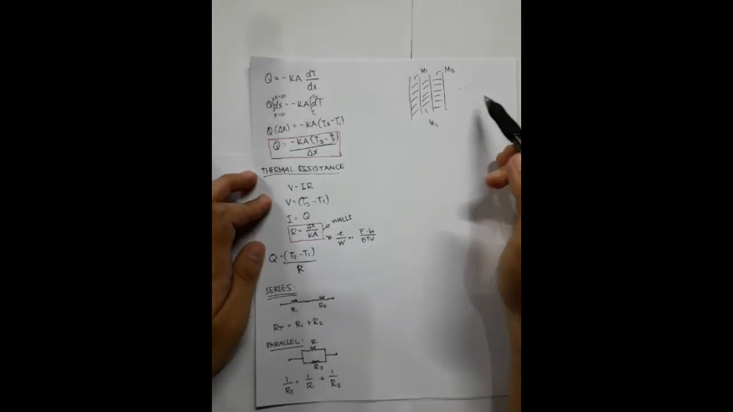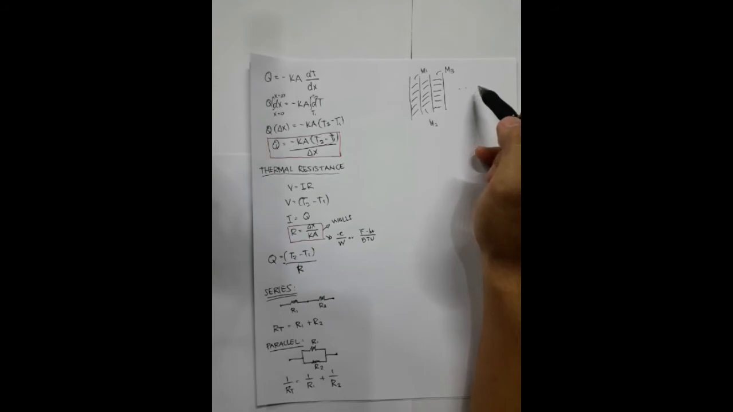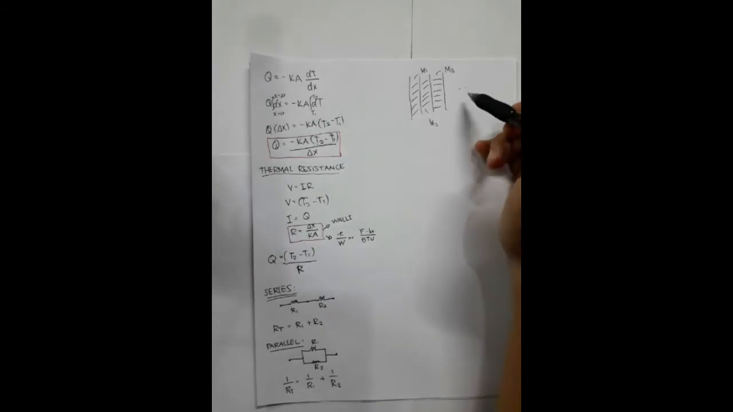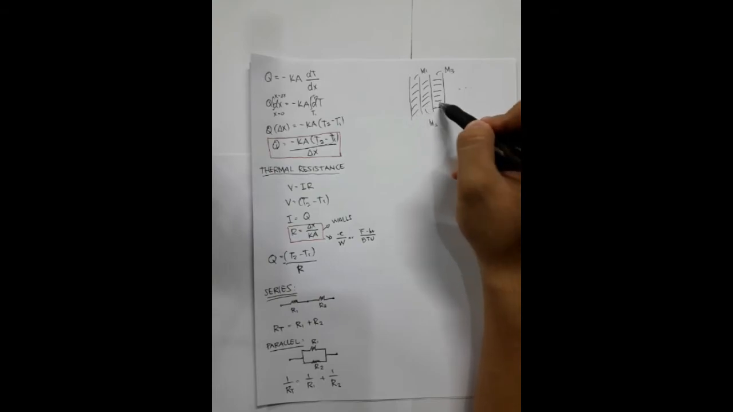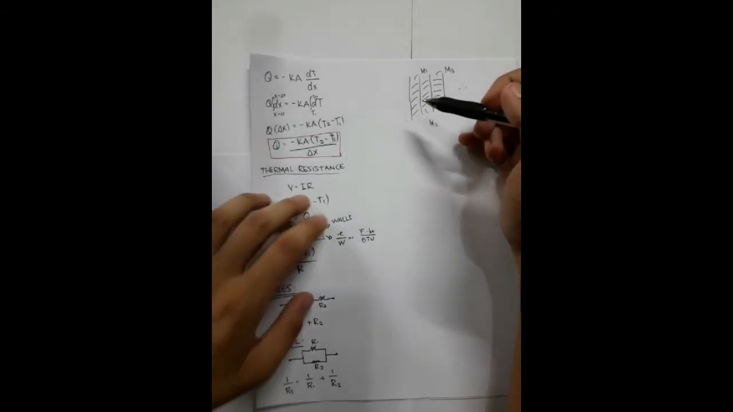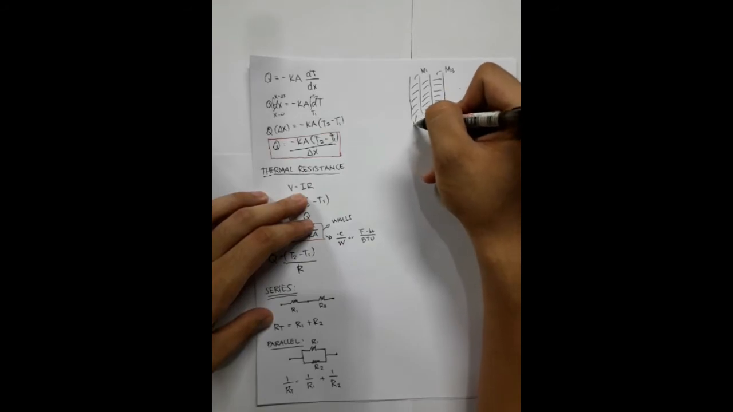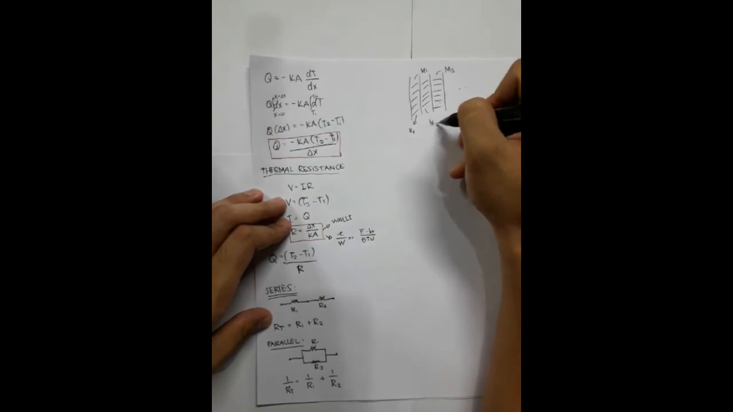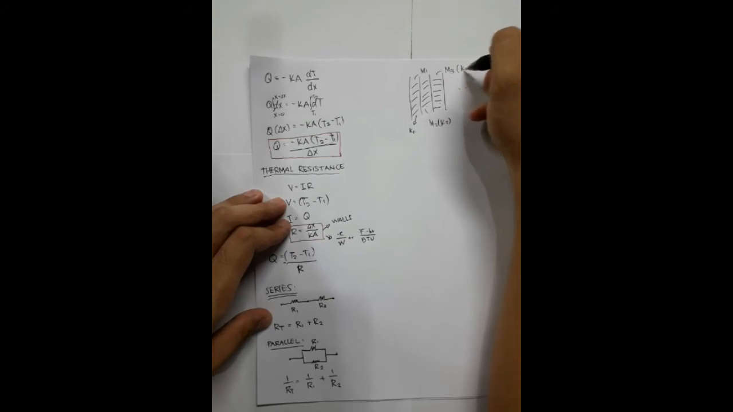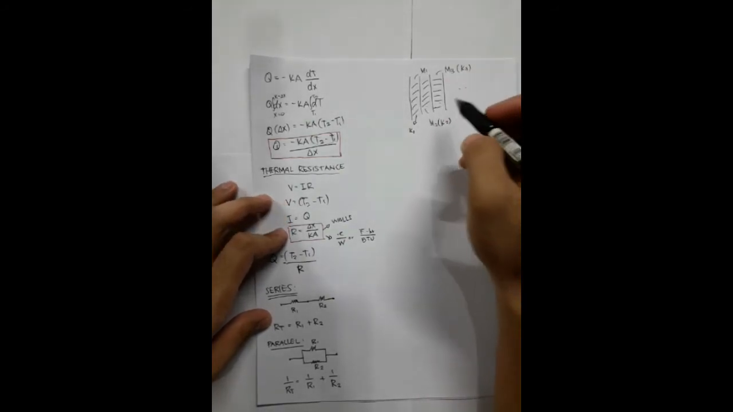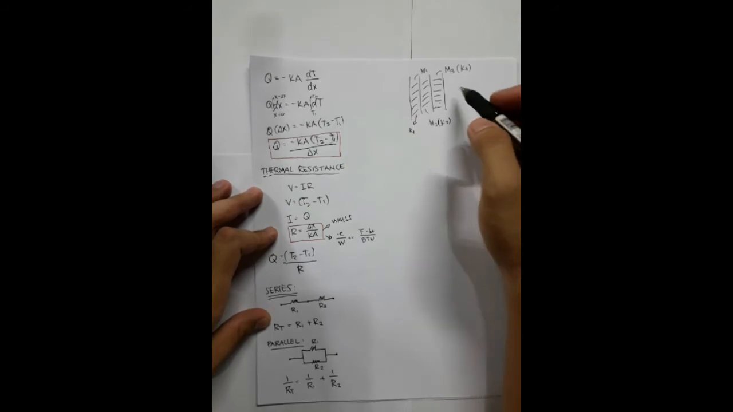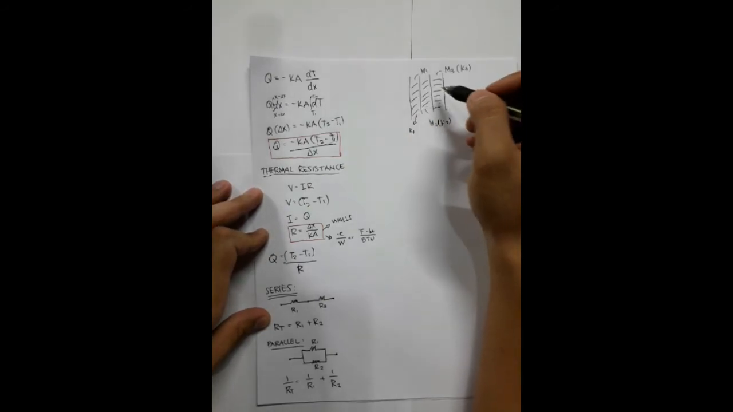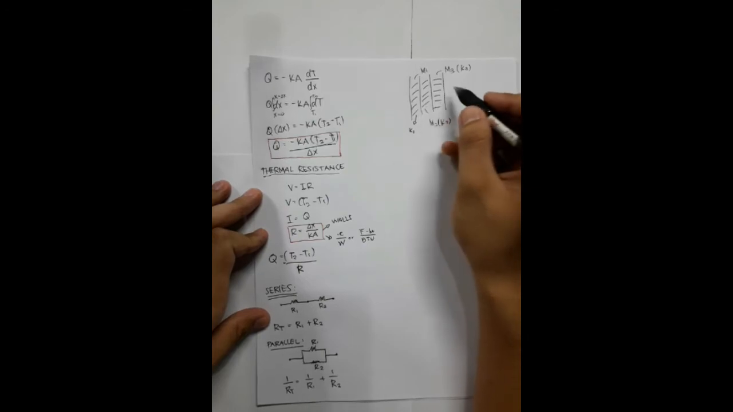So pagdating sa ganyan, para mas masimplify natin yung pag-solve ng problem, kinukuha muna natin yung bawat resistance ng material. So say for example, itong material 1 meron siyang given na thermal conductivity 1. Si material 2, syempre meron ding thermal conductivity 2 yan. And material 3 may thermal conductivity 3. So, para hanapin mo muna yung total resistance nung bawat material na to.